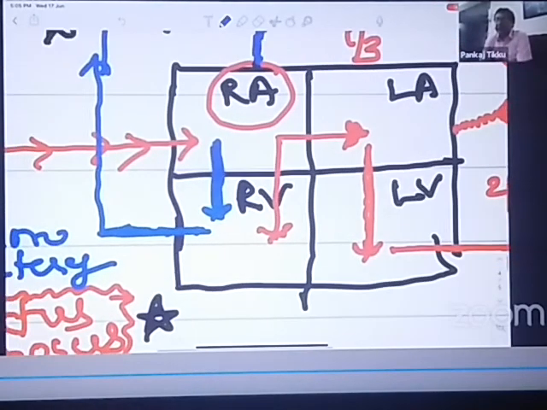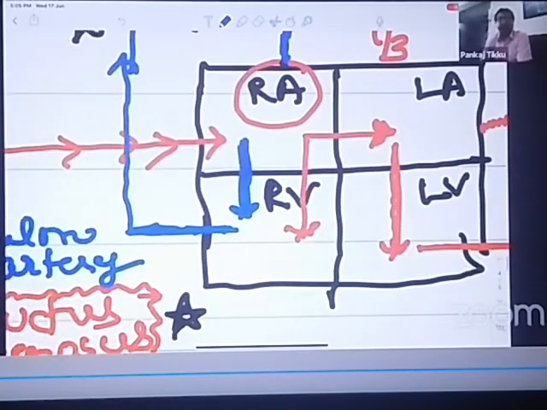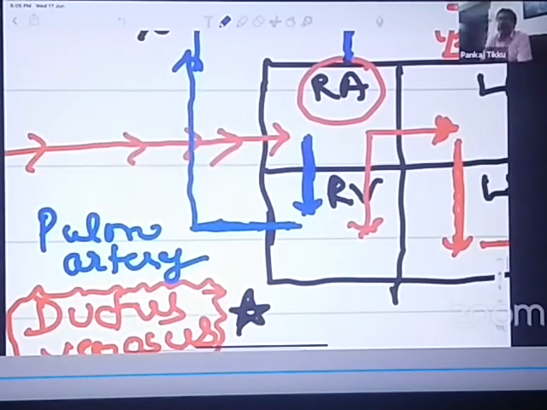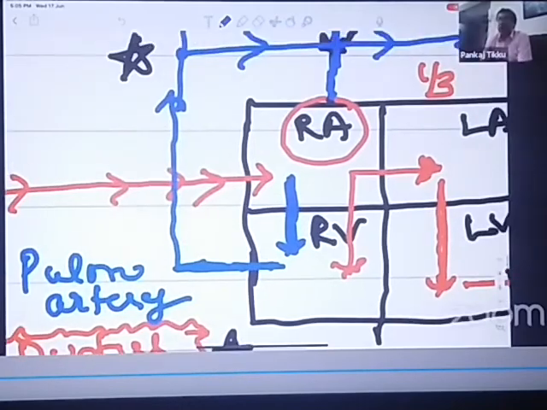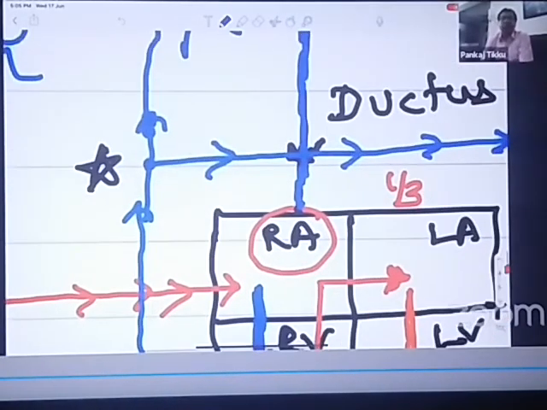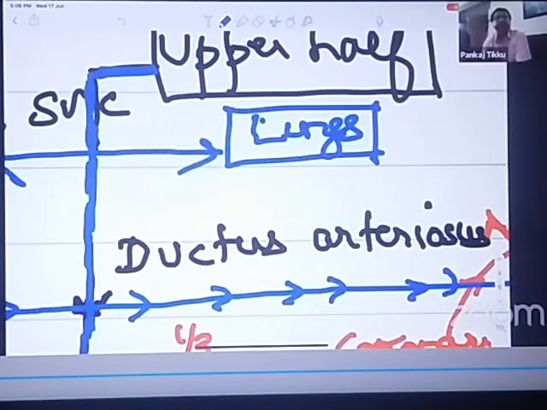This blue arrow then enters into the pulmonary artery. So the blood now enters into the pulmonary artery from the right ventricle. This goes up, and the pulmonary artery normally should go into the lungs. But will it be able to go into the lungs? No, I told you there is very high pulmonary pressure.